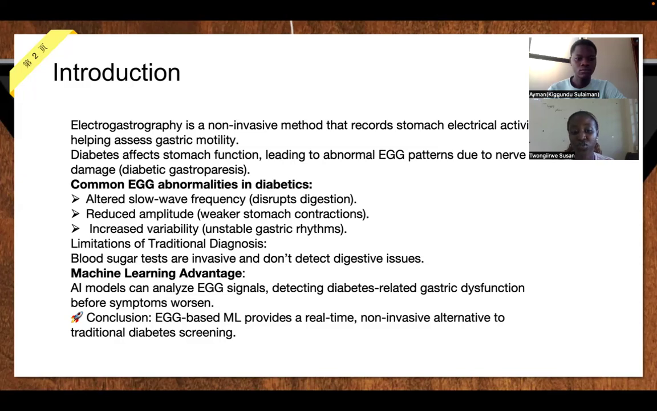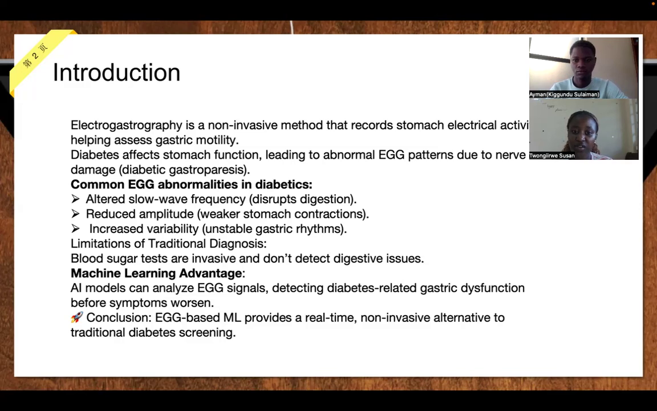Then the limitations of the previous diagnosis, because what we are trying to do is to predict or discover type 2 diabetes patients early enough by using this method. The past methods mostly used blood tests and blood sugar tests, which are invasive and don't detect digestive issues. What we are suggesting is going to detect digestive issues.